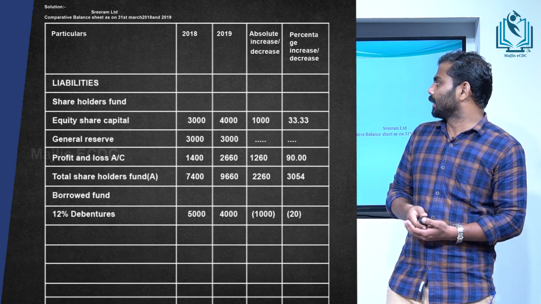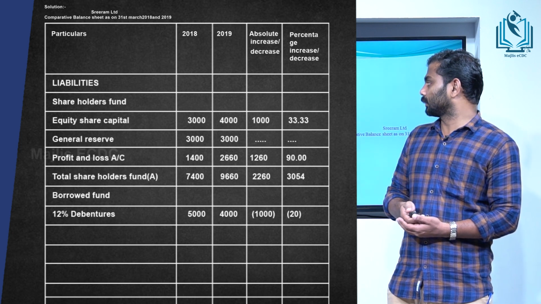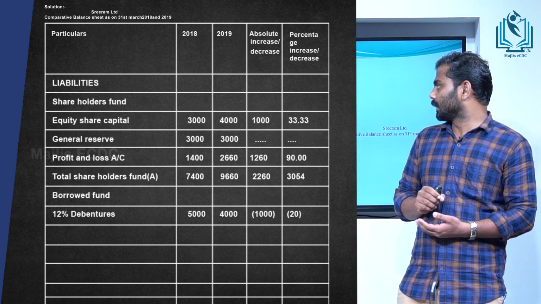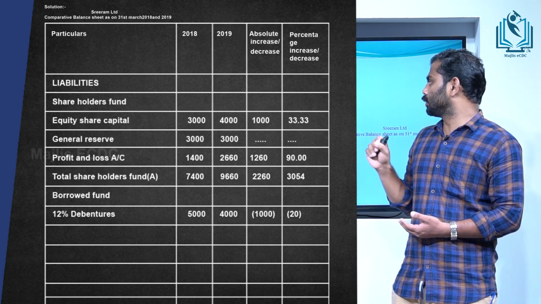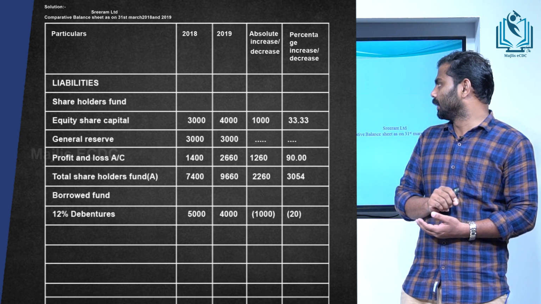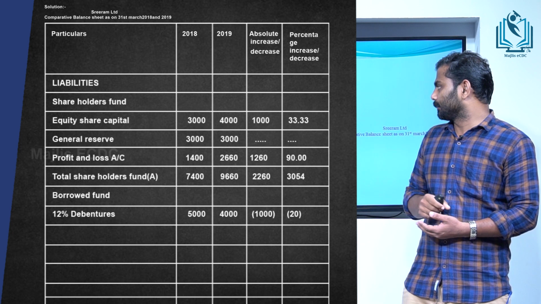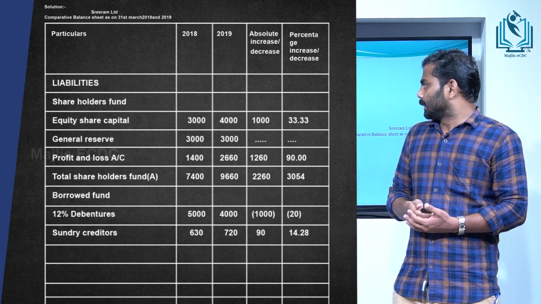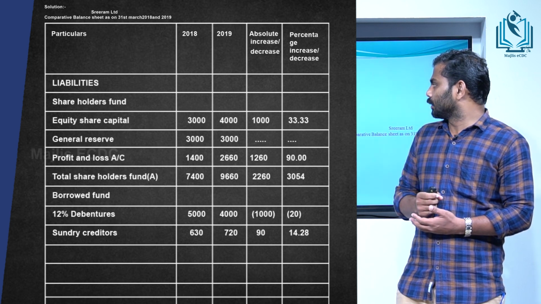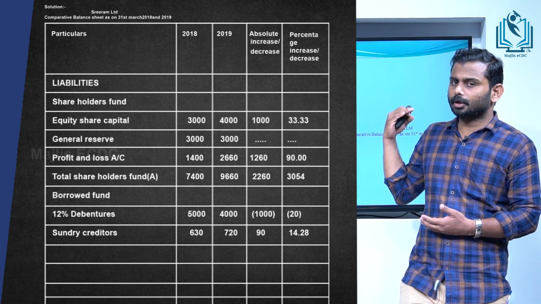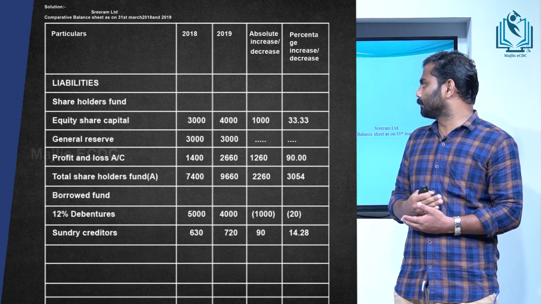Then borrowed fund, 12% debentures. In 2018 debentures 5000 and 2019 debentures are 4000, a change of rupees 1000. The decrease amount is given in bracket. Then the percentage of decrease is 20%. In a comparative statement, the negative balances are given in bracket. Okay. Sundry creditors in 2018 rupees 630, 2019 rupees 720. The absolute increase is rupees 90. The percentage of increase is 14.28%.